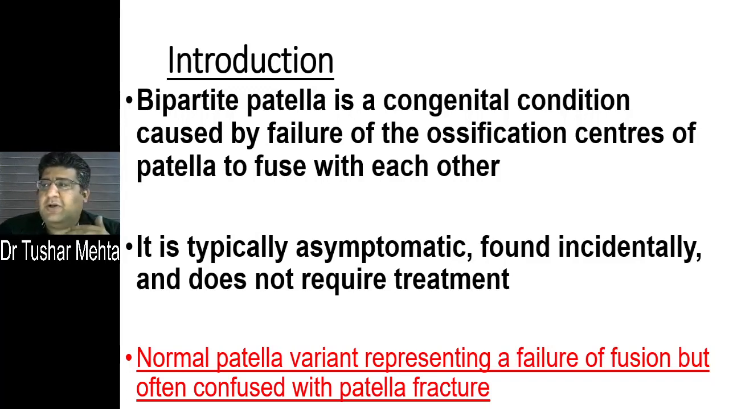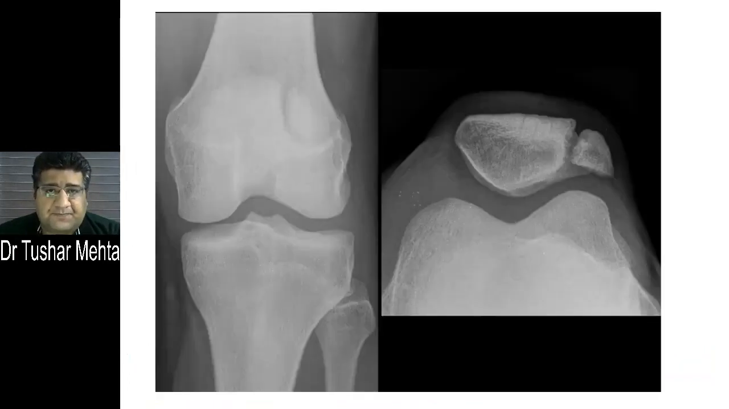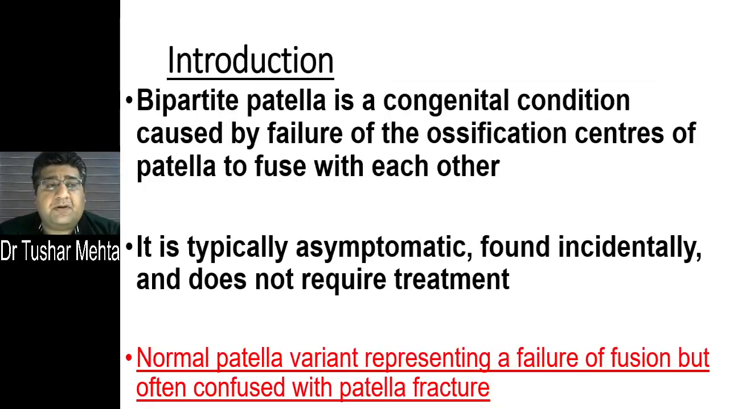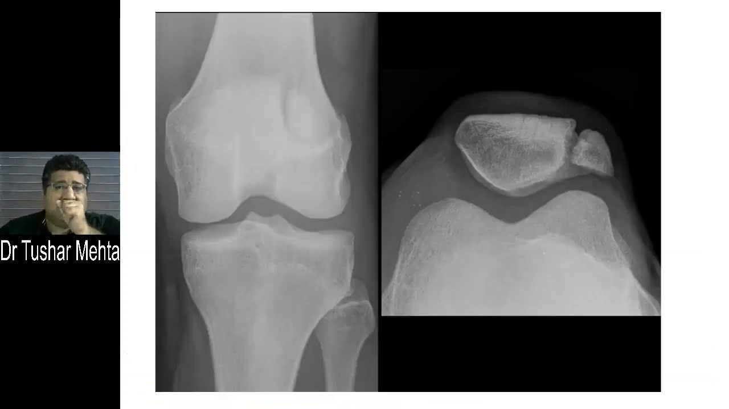Now, you might be wondering, if it is asymptomatic, if it is diagnosed incidentally, and usually does not require any treatment, then why are we even talking about it? It's a very important and famous radiology spotter. It is actually nothing but a variant of the normal patella, which just shows that there is no fusion of the ossification centers. But now I'm going to tell you the importance. The importance is something that you all said, that it looks like a fracture of the patella. So it's a developmental variant where ossification centers have not fused.